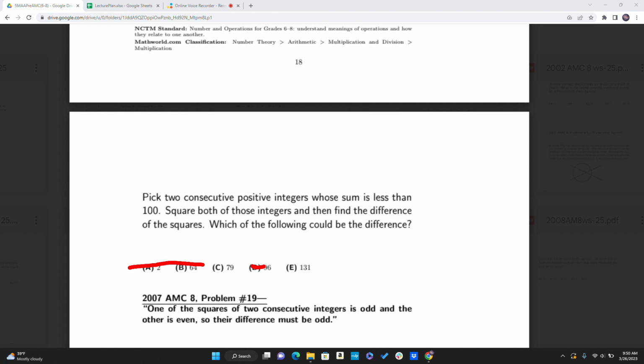So what are our two biggest numbers that we could use? Two consecutive positive integers whose sum is less than 100. So we need two numbers in a row, and then when you add them up, they add up to less than 100. So our biggest ones in that case are 49 and 50, right? 49 plus 50 is 99. That's less than 100. Okay, after that, we can find their squares, right? 49 times 49.